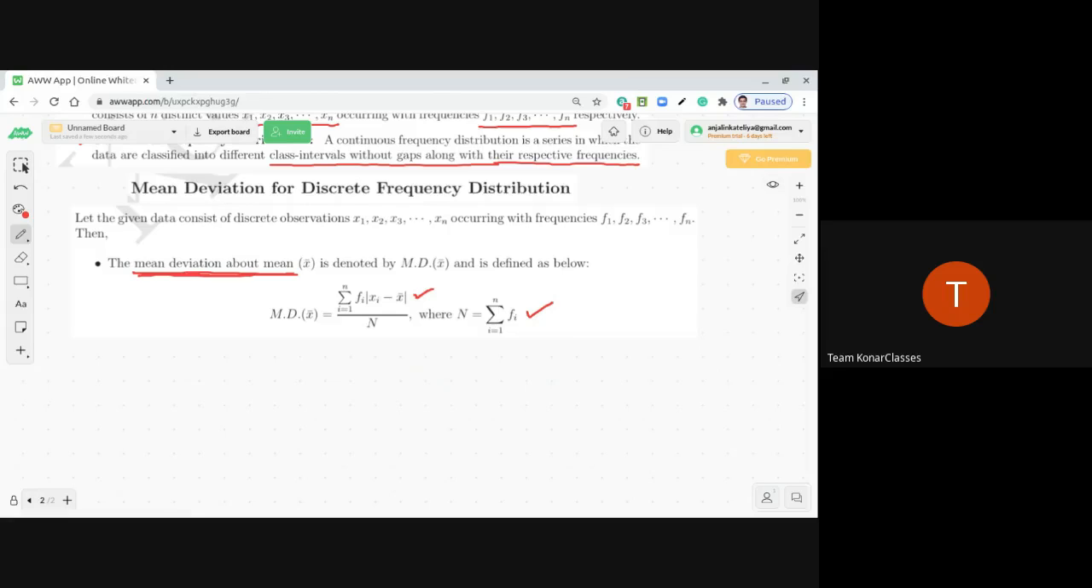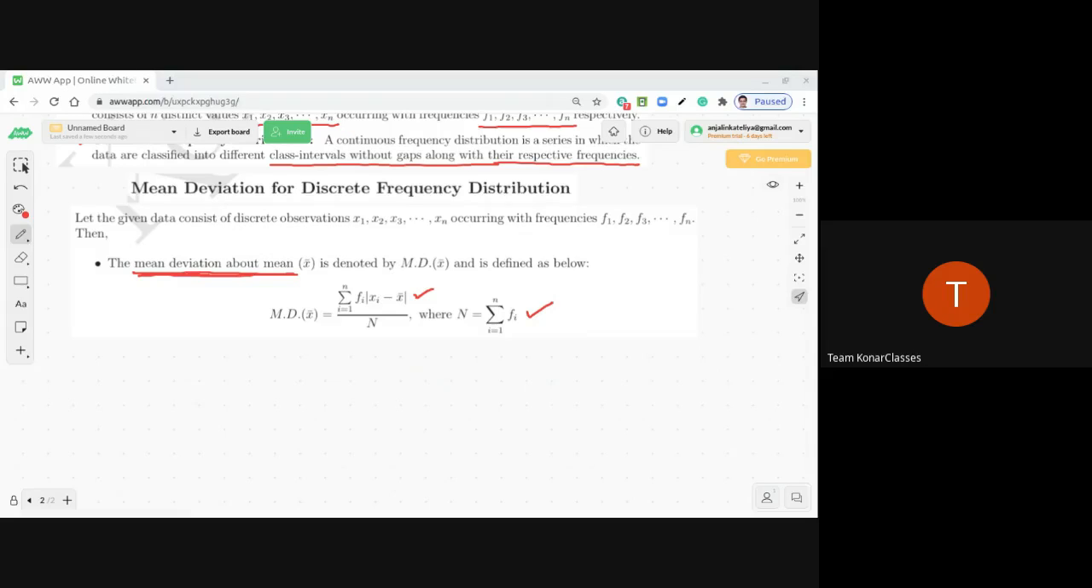That means for the first value, you take the frequency f1, find x1 minus x bar, where x bar is the mean, take its absolute value, and multiply it with f1 to get the first term. Similarly you get the second, the third, and in that way for all n values, and then apply this formula. Very simple. Initially you may find it a little elaborate, otherwise it is very simple.